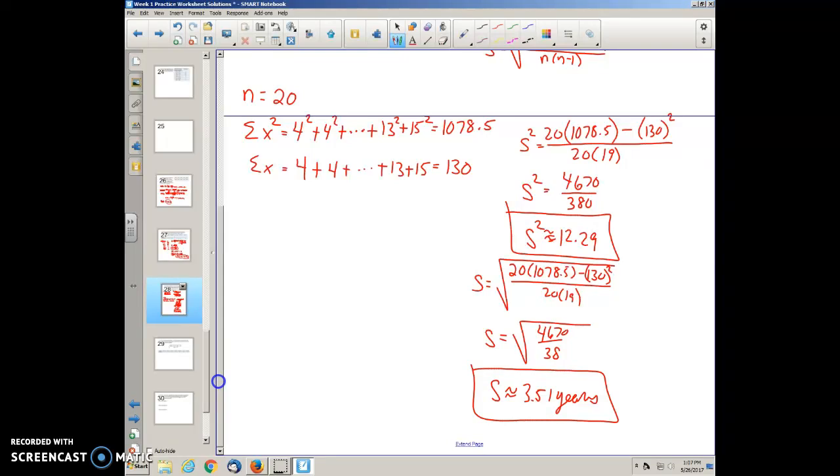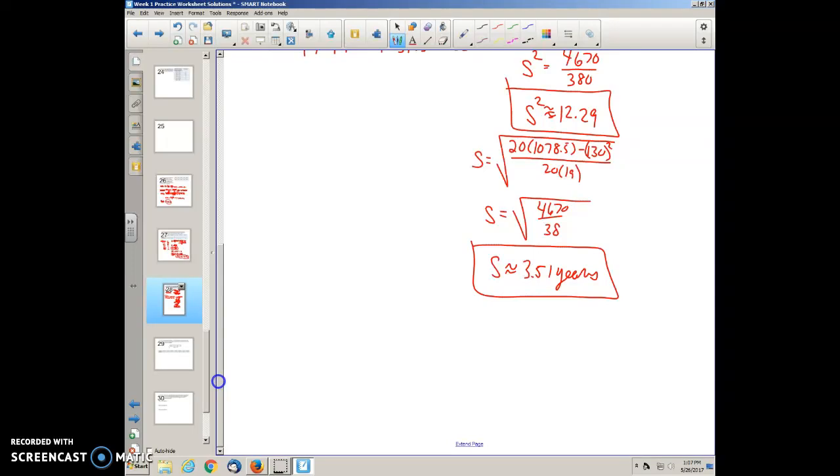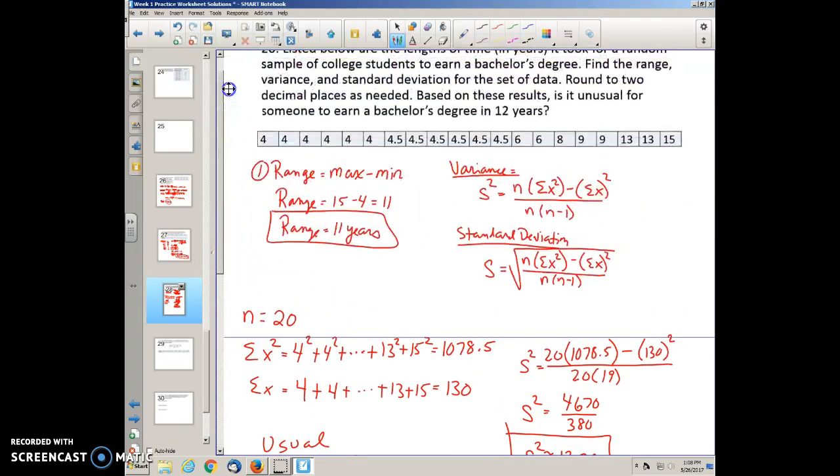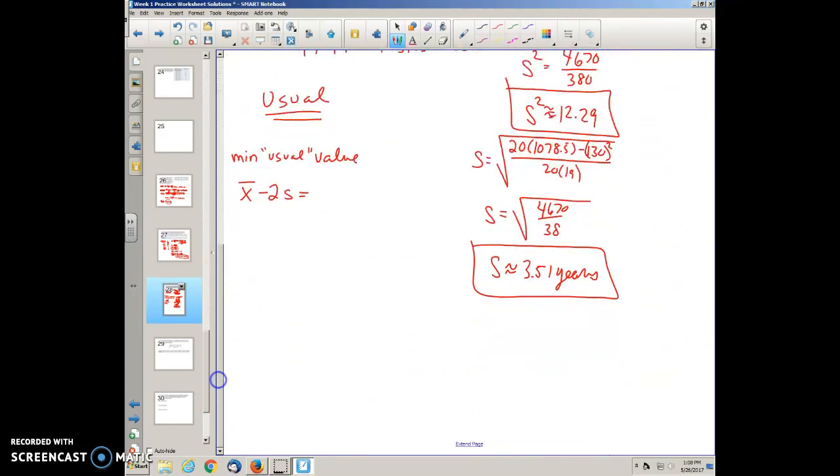Okay, now the question asks, is 12 years unusual? So for usual, to find the minimum usual value, we calculate that by determining x bar minus 2 times standard deviation. So we do need to find the mean. The sample mean is add the numbers, divide by 20. You get 6.5. So 6.5 minus 2 times 3.51, or negative 0.52.